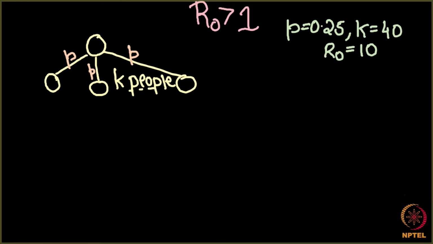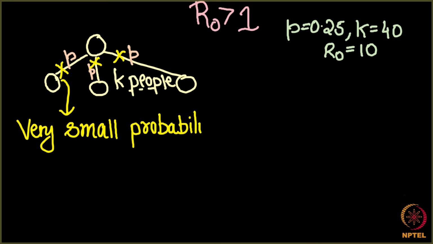With a high probability it's an epidemic, but still there is a chance that it will die away. So in this case, when R0 is greater than 1, your infection, your contagion is an epidemic, but not with a 100% certainty. There is still a very small probability that it can die away. How it can die away is, let's say at the first level itself, all of these links fail. And the probability of that happening is very small.